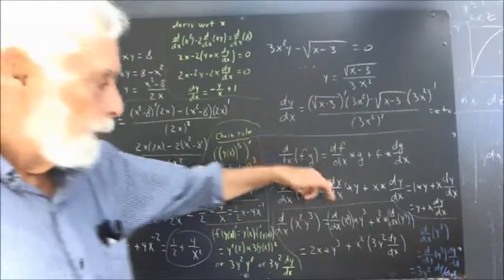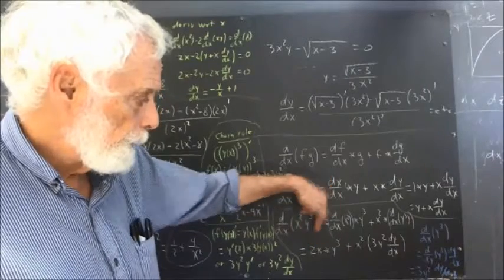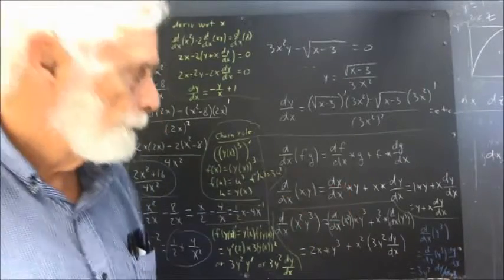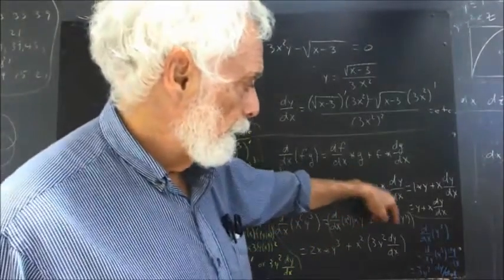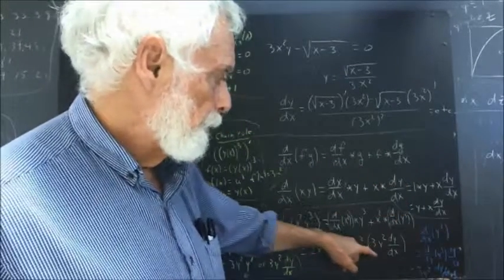Okay, now our first term here, derivative with respect to x of x squared is 2x, so we get 2x times y cubed. We have x squared times the derivative of y cubed with respect to x, so that's x squared times 3y squared dy dx.